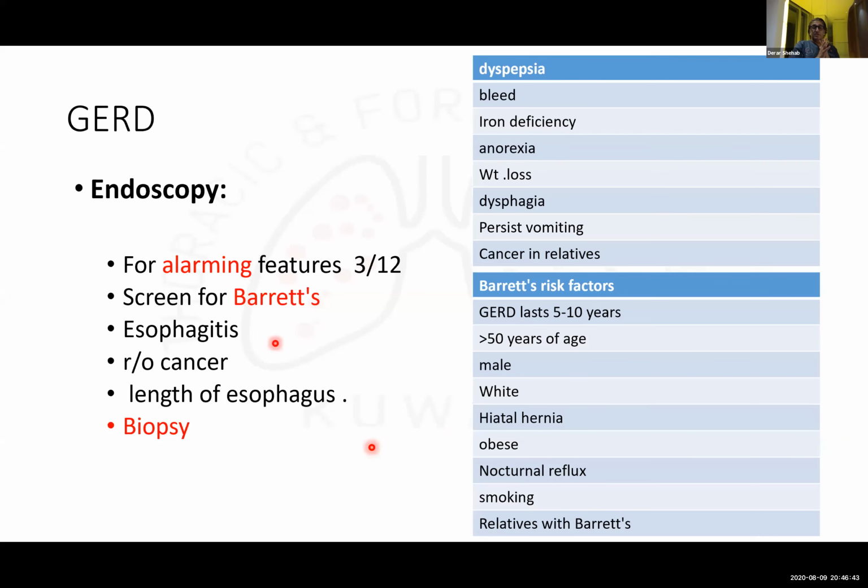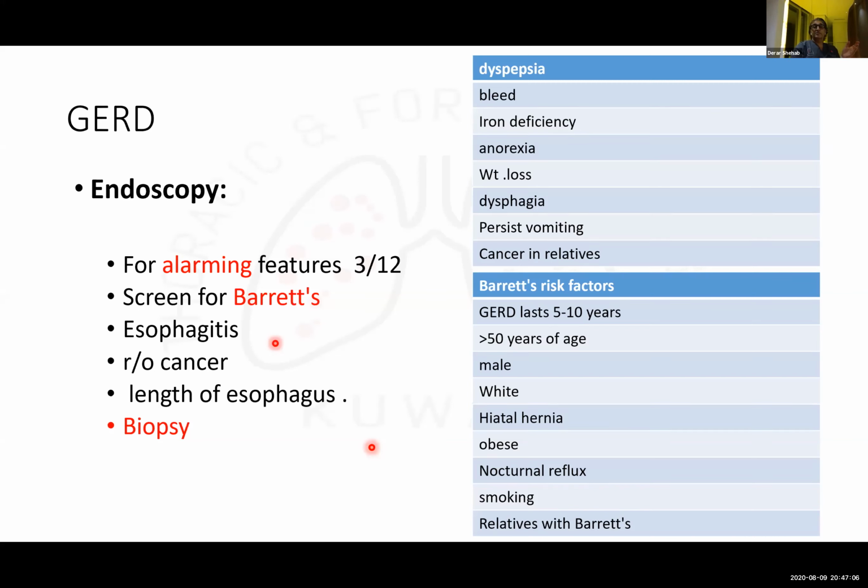Endoscopy is very important in GERD to diagnose and to evaluate the esophagus in GERD. But we don't have to use it for everybody. So not everybody who comes to us with heartburn and regurgitation needs an endoscopy.